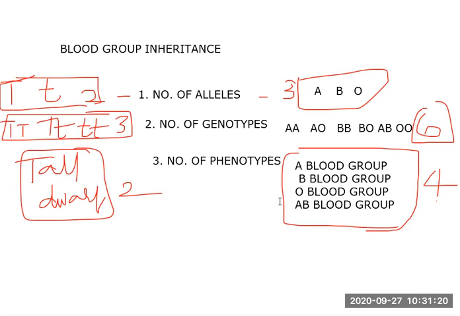In blood groups, three alleles are present: A, B, O. Six genotypes are present: AA, AO, BB, BO, AB, and OO. Next, four phenotypes are present. So this is one of the issues, and issue-wise we are going here.